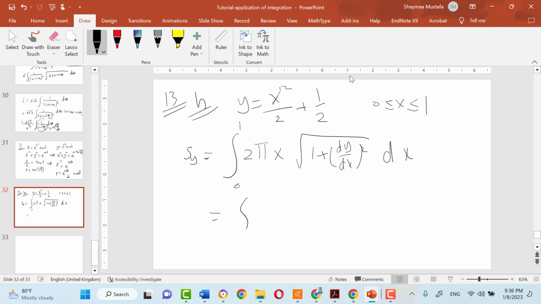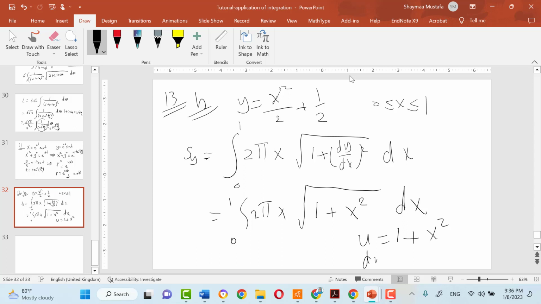So from 0 to 1, 2 pi times y times square root of 1 plus (dy over dx) square, where dy over dx is x, dx. So for this one, use the substitution. Take u equal to 1 plus x square, then du is 2x dx, and then you can continue.